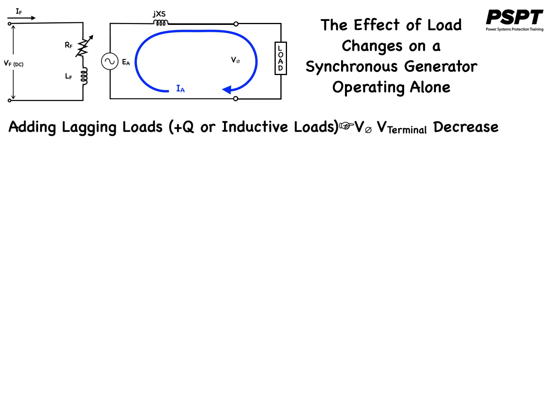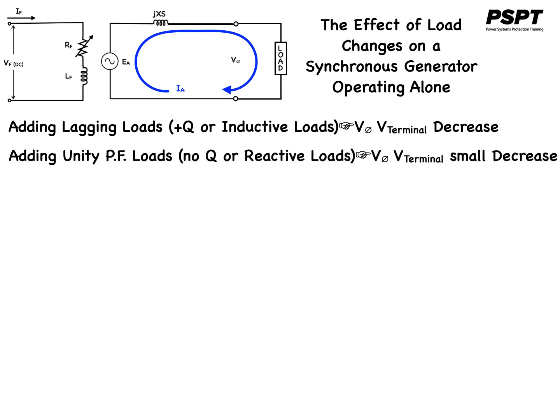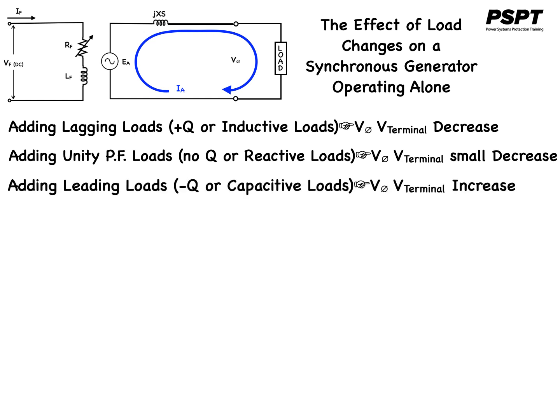General conclusions from this discussion of synchronous generator behavior are: If lagging loads, inductive reactive power loads, are added to the generator, V phi and the terminal voltage Vt decrease significantly. If unity power factor loads, those with no reactive power, are added to the generator, there is a slight decrease in V phi and the terminal voltage. If leading loads, capacitive reactive power loads, are added to the generator, V phi and the terminal voltage will rise.